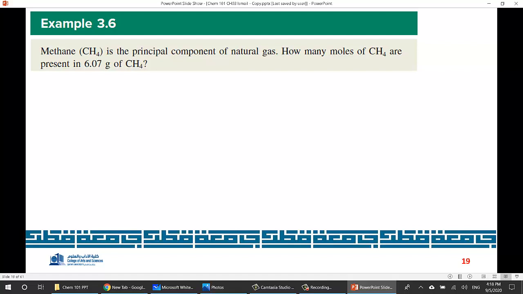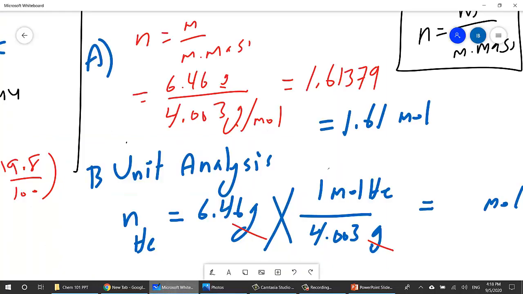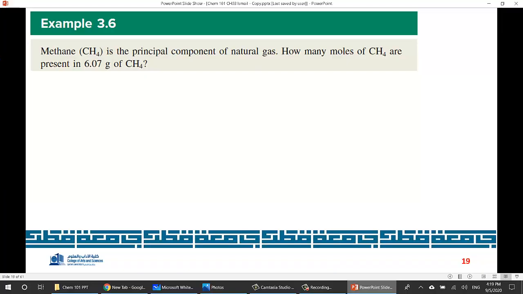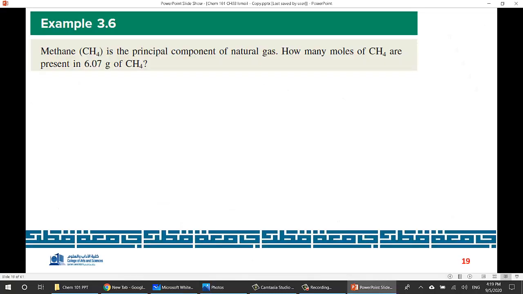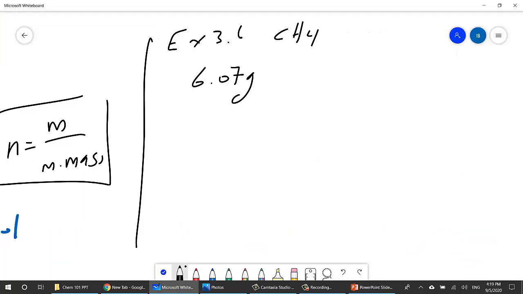Here is a question that says methane is the principal component of natural gas, which Qatar is rich of course. How many moles of CH4 are present in 6.07 grams of CH4? Again, we can do this easily. This is example 3.6. It's talking about methane, and we have here 6.07 grams. This is given, and the question is asking about how many moles. So again, the number of moles of CH4 is unknown.